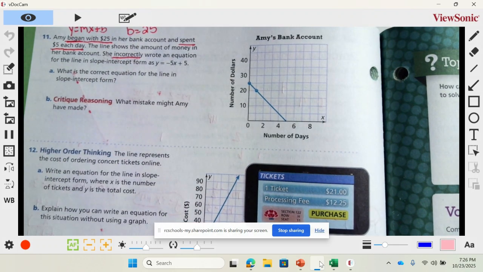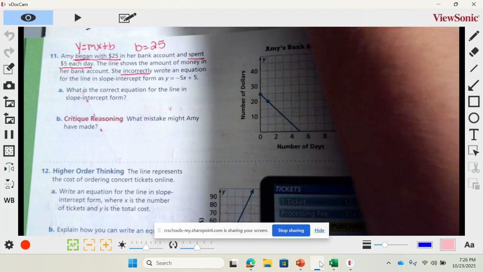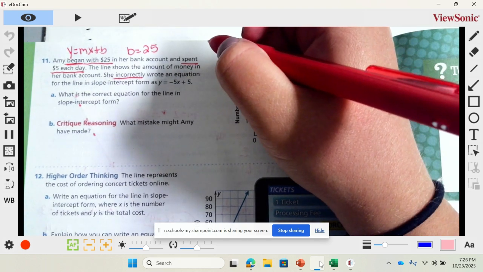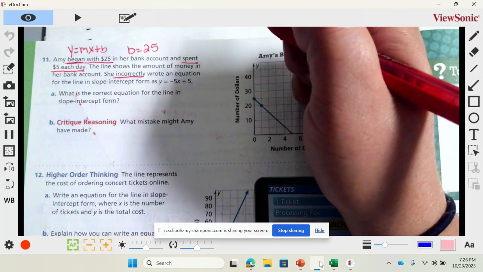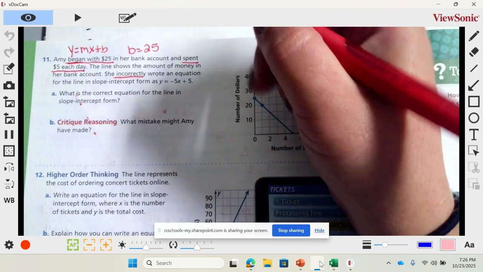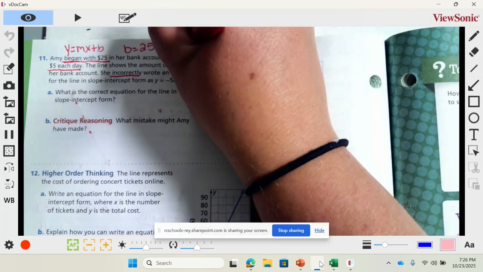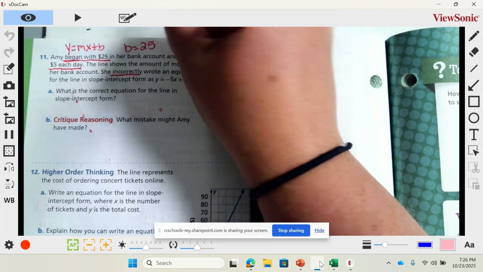Oh my goodness, she's spending all that money. She doesn't have a lot of money, but she's spending it. So $5 each day, and she's spending it. So is she getting more of it or less of it? It's less. So our m is going to be a negative 5.